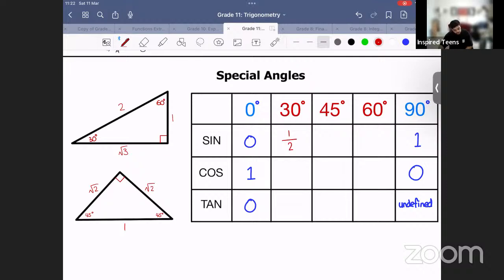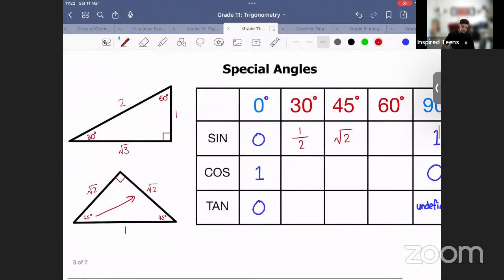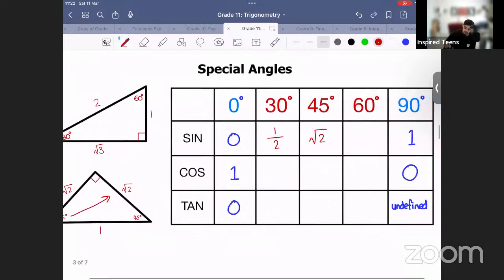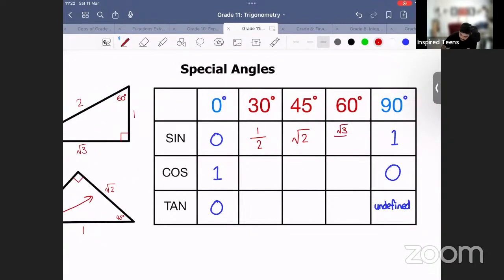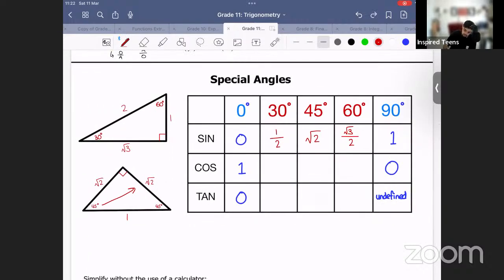Then we look at sine 45. Sine 45, we have two 45s in that triangle, so we can choose any one. Opposite over hypotenuse, root 2 over 1. So it's simply root 2. Let's look at sine 60. That's opposite over hypotenuse. That is root 3 over 2. Okay. Then we talk about cos 30, adjacent over hypotenuse, root 3 over 2. Then we look at cos 45, so adjacent over hypotenuse, root 2 over 1.